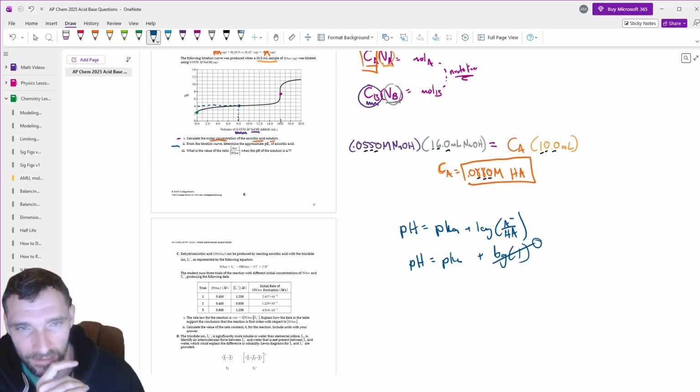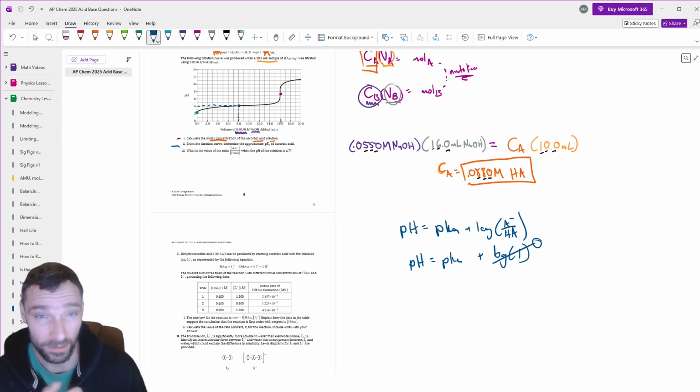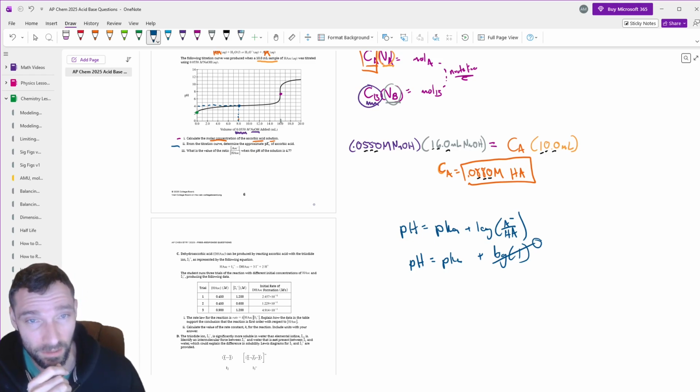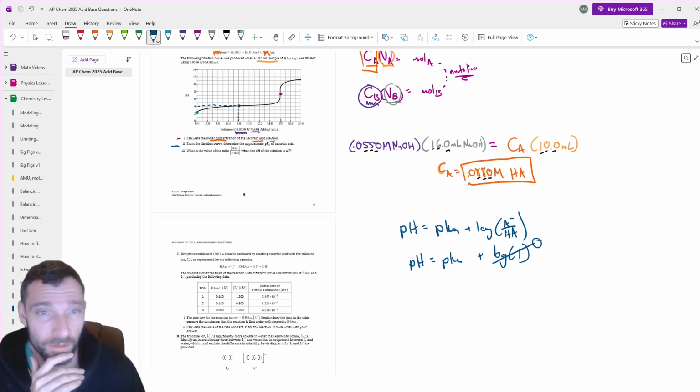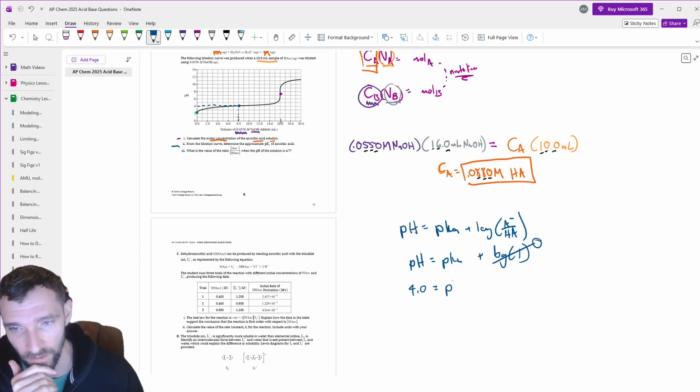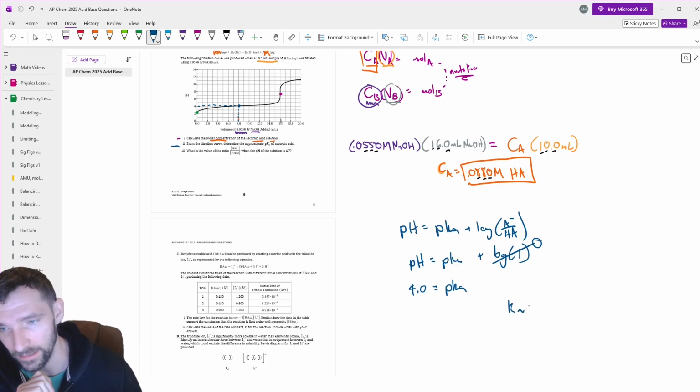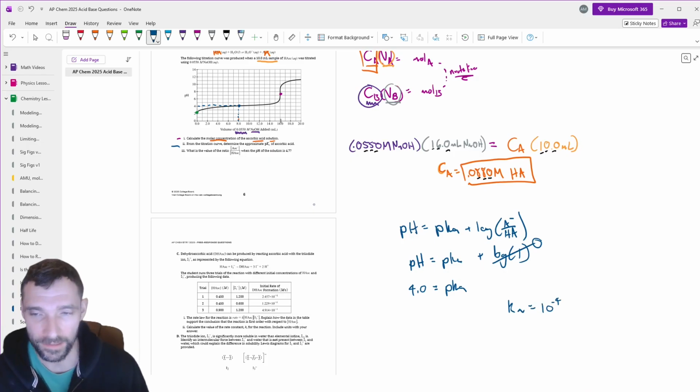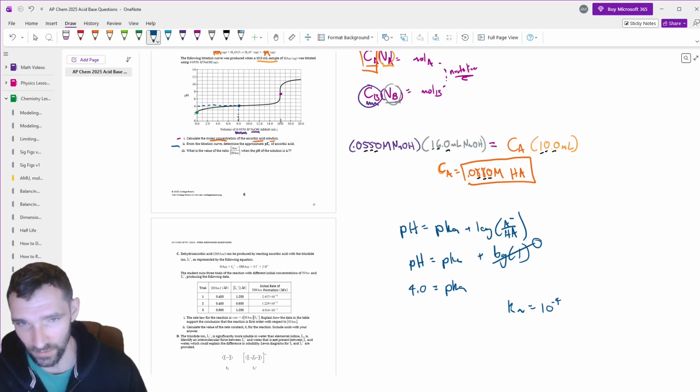So it's a pretty easy thing to just look at this graph and ask, what is my pH when I'm at this plateau? And it looks to me like our pH here is 4.0. So that is our pKa value. In other words, our Ka is equal to 10 to the negative 4. So although it's a weak acid, of the weak acids, this is fairly strong compared to some other values that you might get for an acid.